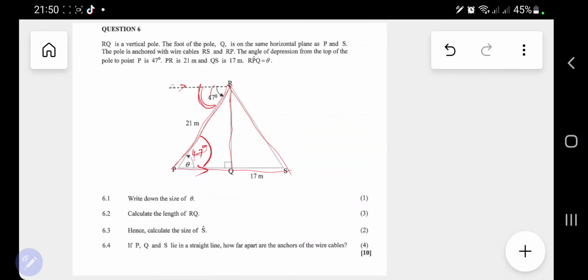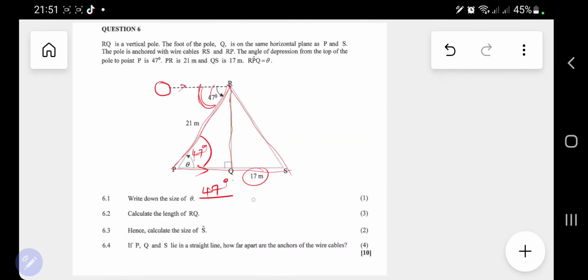Just to make a demonstration, if I assume here to be O, I'm making an assumption. PR is 21 meters, and QS is 17 meters. Angle RPQ equals theta. So 6.1 says write down the size of angle theta. The size of angle theta is equal to 47 degrees.